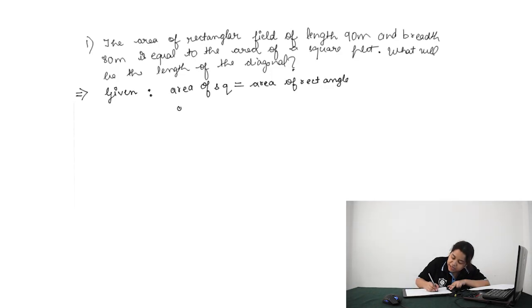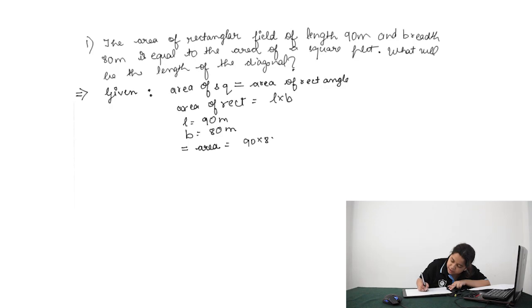Now, we need to calculate the area of a rectangle with the formula length into breadth. The length is given as 90 meters, the breadth is given as 80 meters. So we can easily calculate the area, which is going to be 90 into 80, that is equal to 7200 meters.